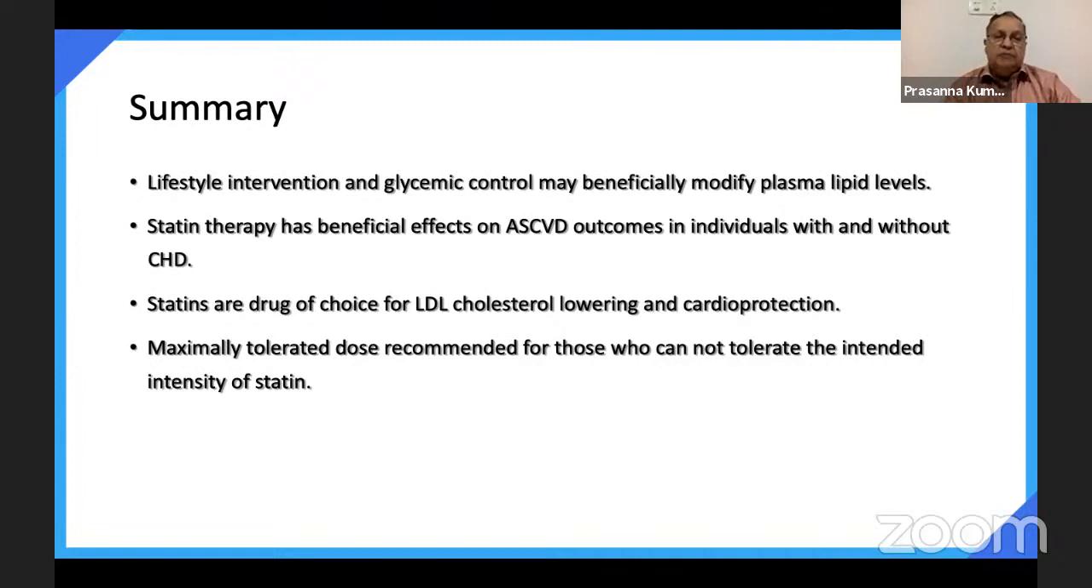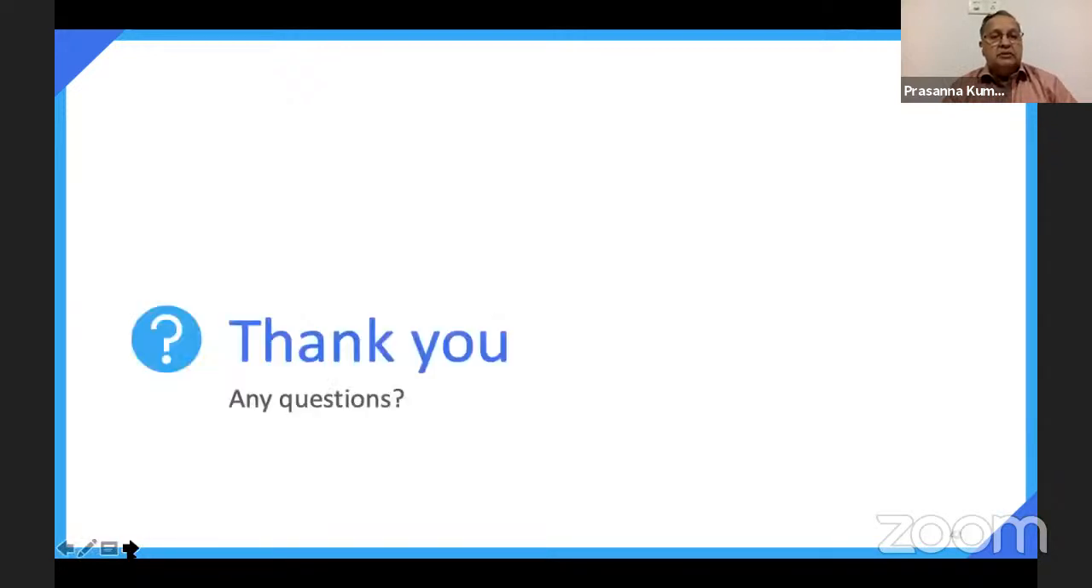Recently, I saw one of my patients in the US, he was getting 100 milligrams of atorvastatin, because some of the Westerners believe that their patients can go up to even 100, 120. In India, most of us do not go beyond 80 milligrams. But suboptimal treatment is very bad. Please use the proper moderate or high intensity statin. Maximally tolerated dose is recommended for those who cannot tolerate the intended intensity of therapy as such.